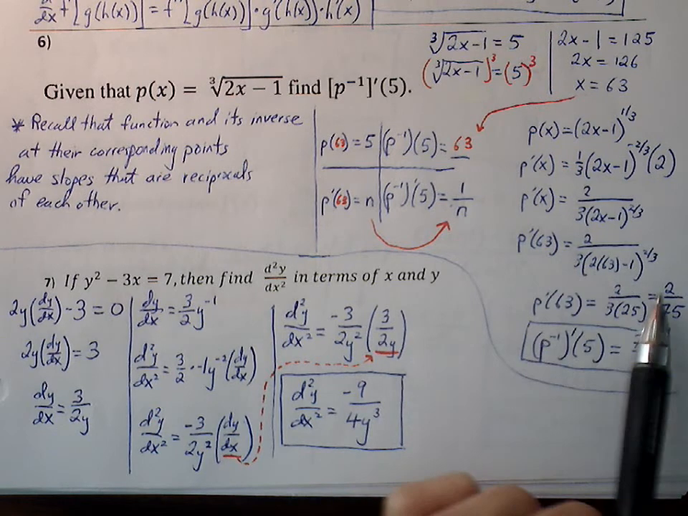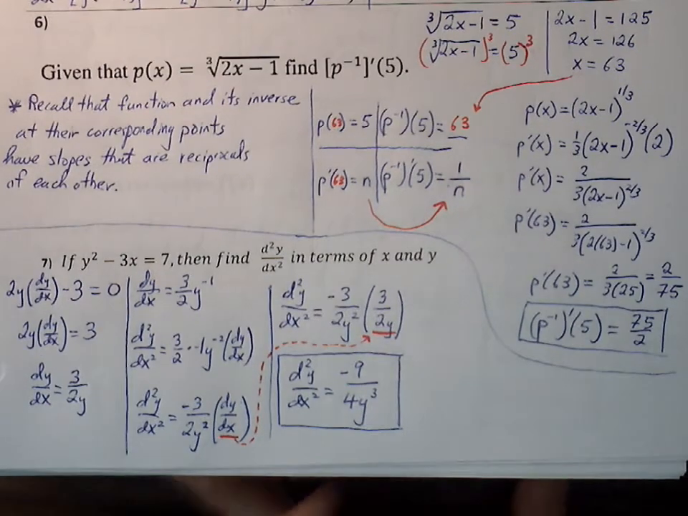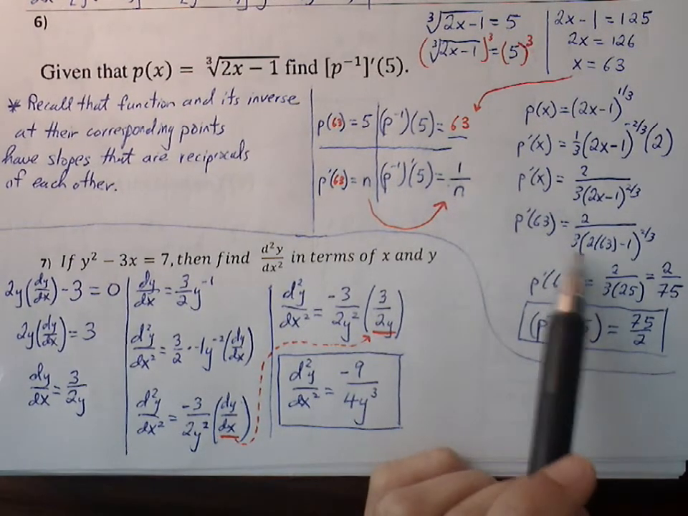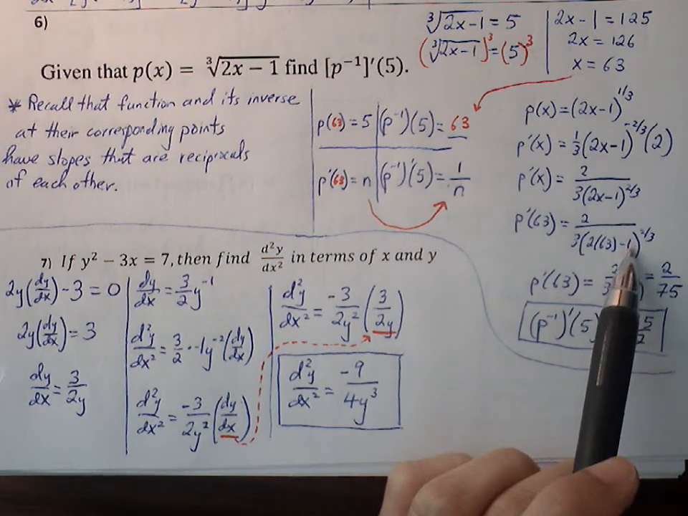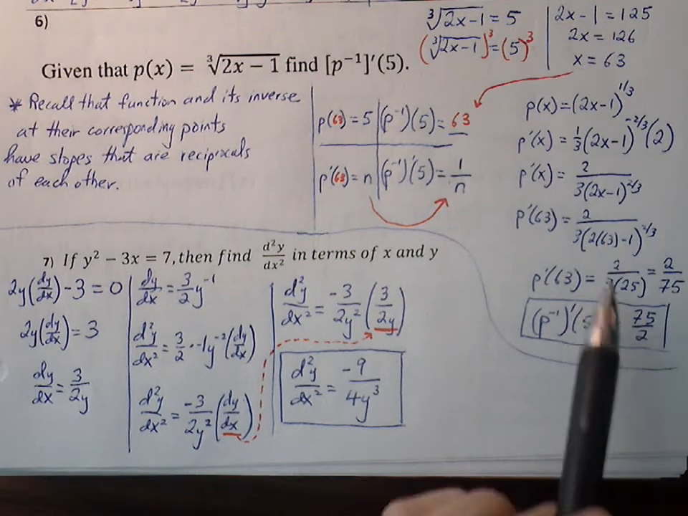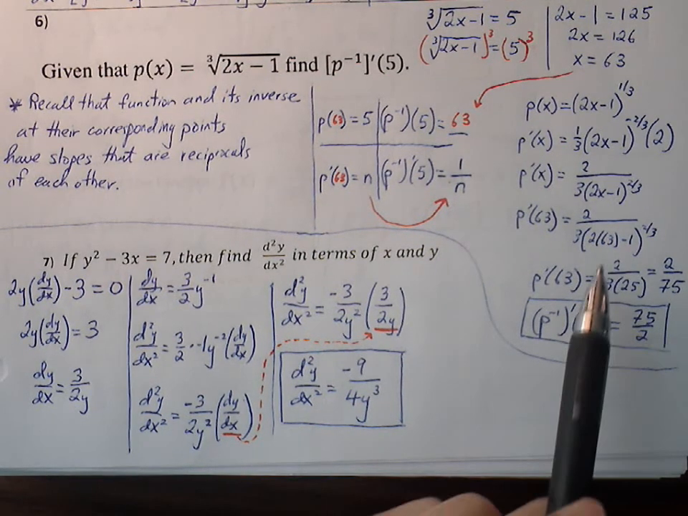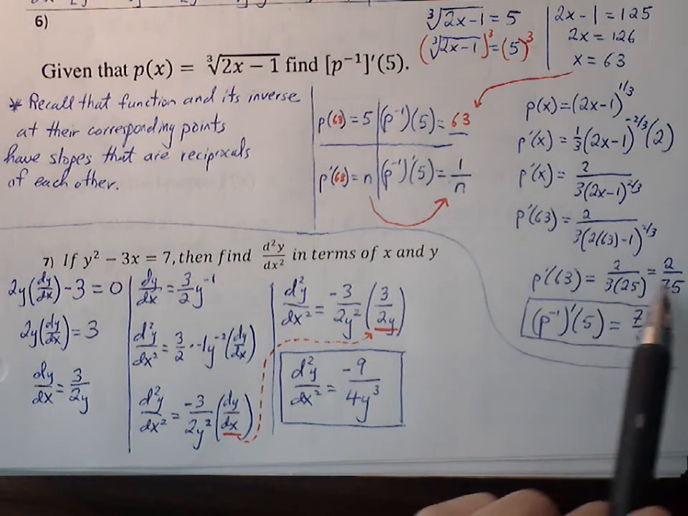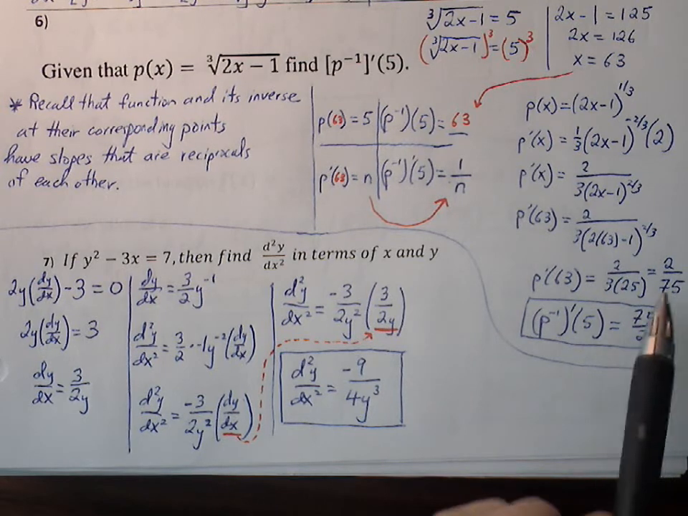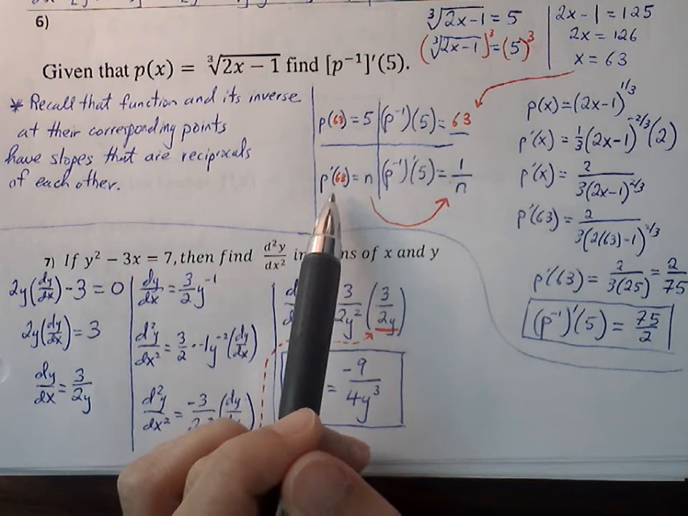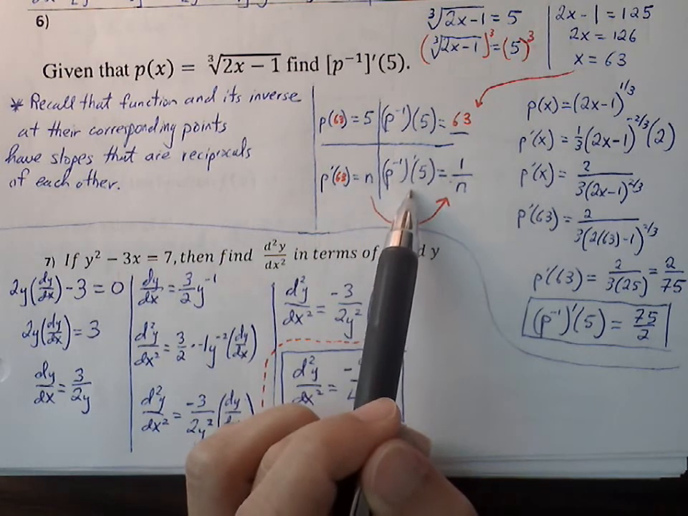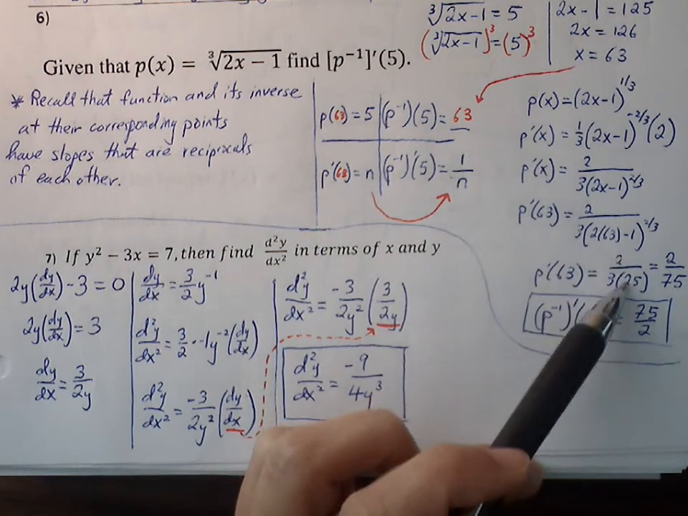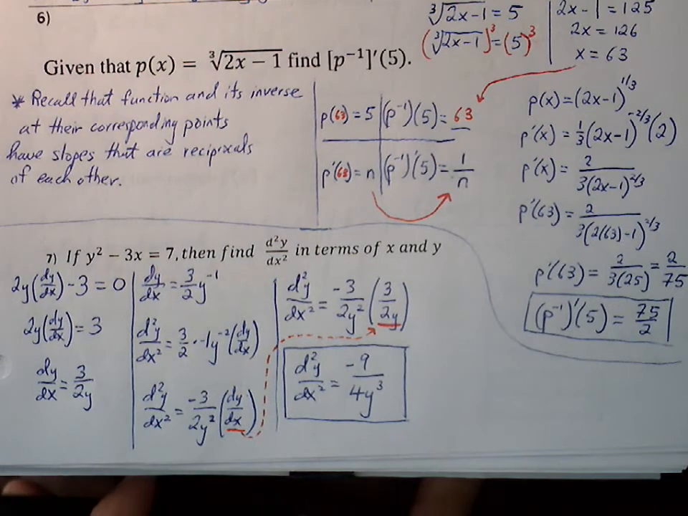plug in 63 for all the x's, and we get 2 times 63 minus 1, and the cube root of that will take me down to 5. 5 squared is 25. And then I have 2 over 75. That's the slope of my p graph. So if I know the slope of my p graph, then I know the slope of the inverse at its corresponding point, which must be the reciprocal of 2 over 75, which is 75 over 2.